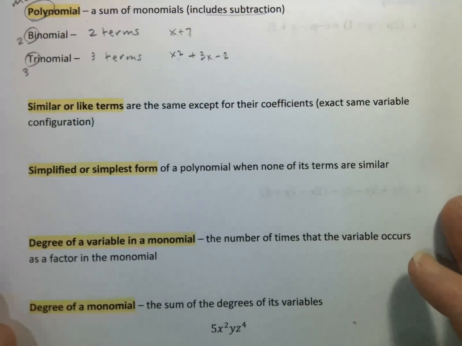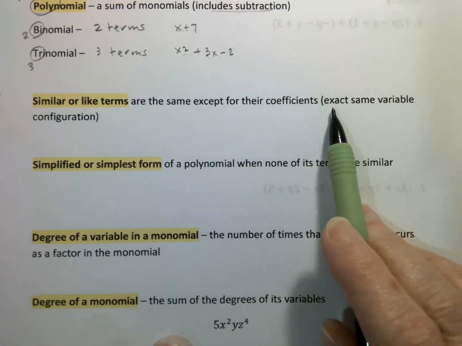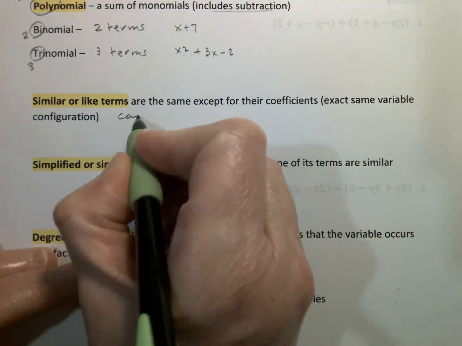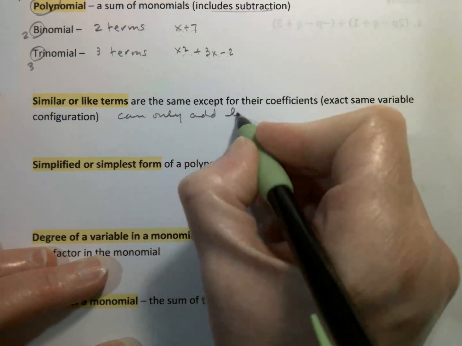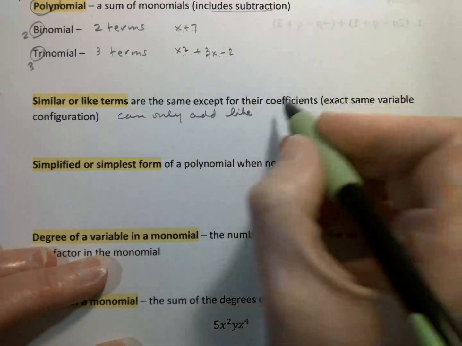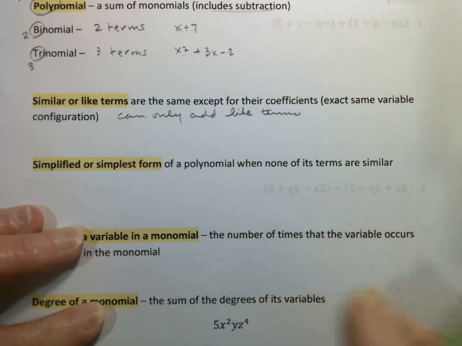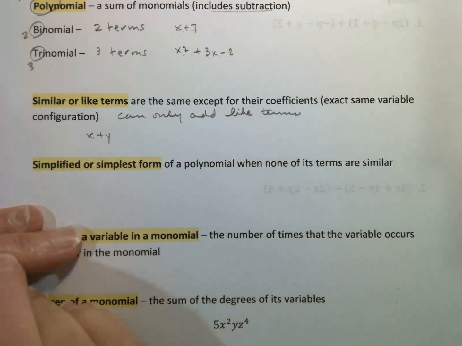Similar or like terms. Okay. Similar or like terms are the same except for their coefficients. Okay. Sometimes the coefficients are the same, but it doesn't matter. They have to have the exact same variable configuration. Okay. And you can only add like terms. And when I say add, I mean subtract as well. Okay, so you can only add or subtract similar or like terms. So if I have x plus y, they are not like terms, so I can't add them.